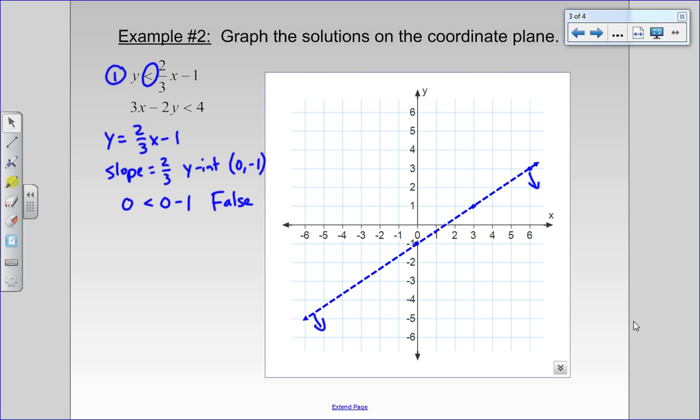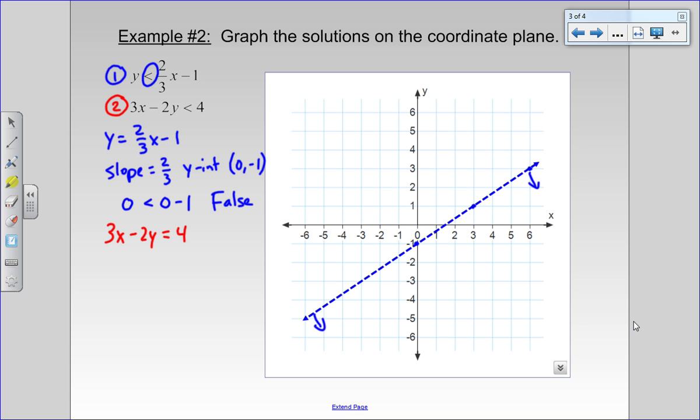Let's move to the second inequality in the system. 3x minus 2y is less than 4. We will graph in red. The boundary line is 3x minus 2y equals 4. Now, even though this equation is written in standard form, it would be difficult to graph the boundary line using intercepts, since the x-intercept would not be a whole number. Instead, let's rewrite the equation in slope-intercept form.